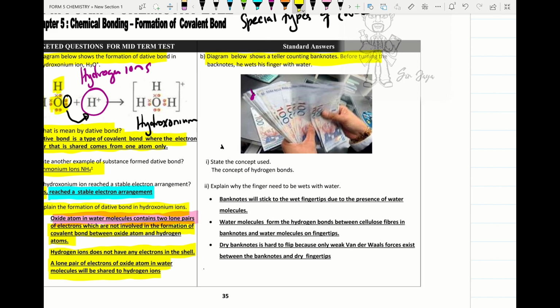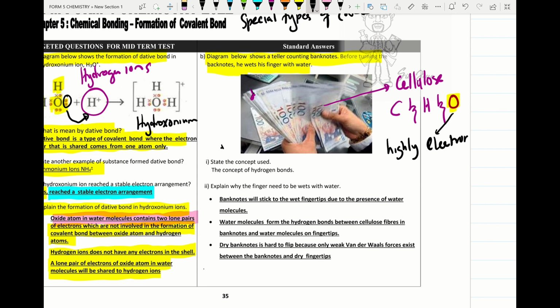The diagram below shows a teller counting banknotes. When turning the banknote, he wets his finger with water. Please remember the paper or the banknote is made up of cellulose. Cellulose contains carbon, hydrogen, and oxygen. Please check the oxygen. This oxygen is a highly electronegative atom. It has a higher tendency to accept electrons. Some of these oxygen atoms also contain lone pairs of electrons.